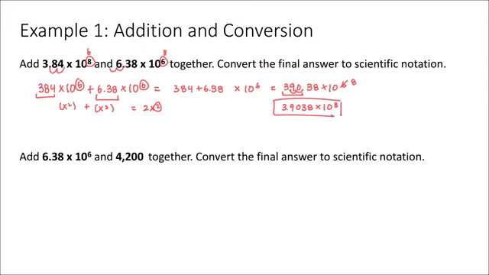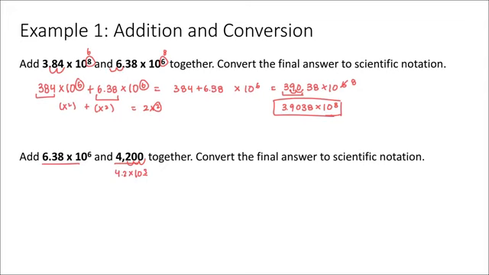There we have it. All right, if we were to add 6.38 times 10 to the 6th and 4,200 together, I'll need to convert one of those, right? For the 4,200, I'll go ahead and put that in scientific notation. That would be, let's see, 1, 2, 3, so 4.2 times 10 to the power of 3. And just double check yourself. If it's positive, that means the number should be big, and in this case it is, so I know I did it correctly.